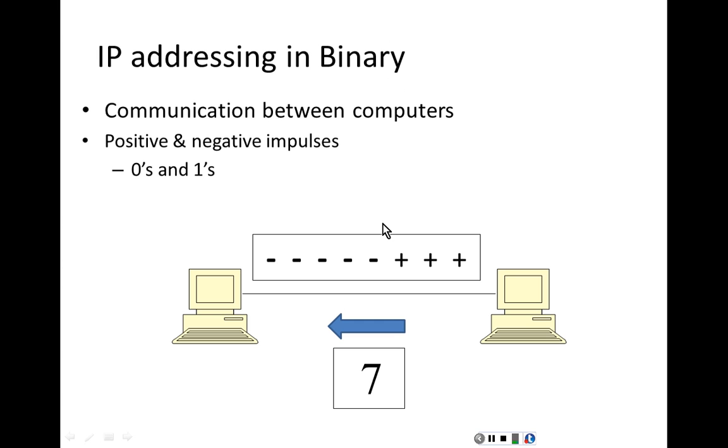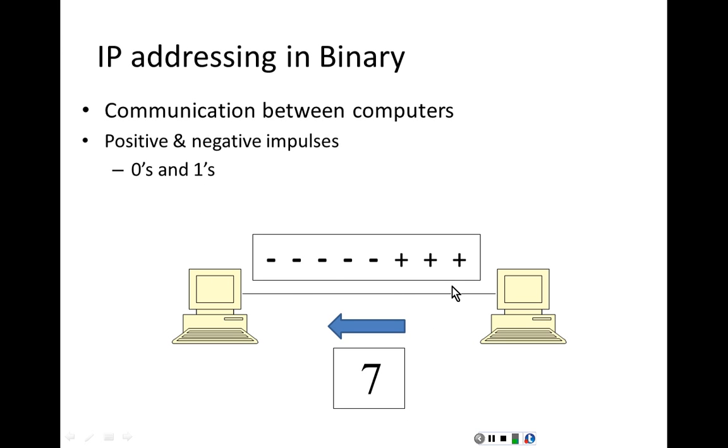If we look at communications between computers, when computers communicate, one computer can only send a positive or a negative impulse to another computer. Each one of these positive or negative impulses is called a bit, and they're represented as zeros and ones. Zeros are negative impulses and ones are positive impulses. So if one computer can only send positive and negative impulses to the other computer, how can one computer send the number 7 to another computer?